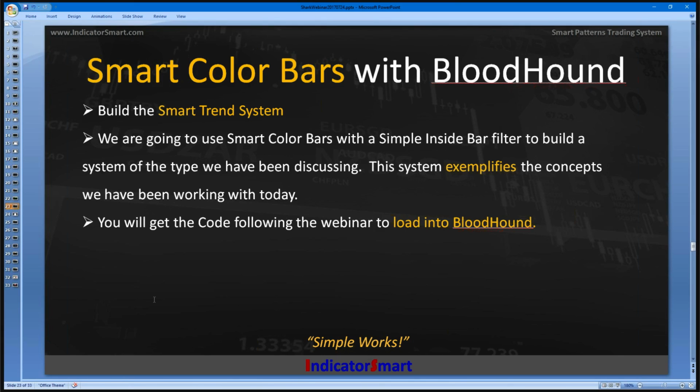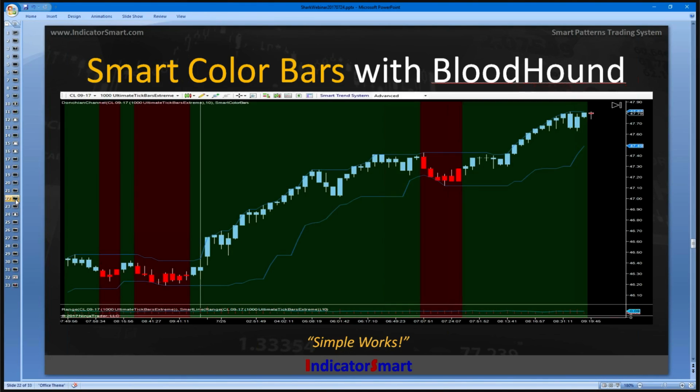So we're going to build the smart trend system. We're going to use the color bars, and I'm also going to add to it a simple inside bar filter. Why do I want to do that? Well, if I'm getting inside bars, I don't want it to trigger, because theoretically an ultimate tick bar should not have an inside bar. It should be closing at a new high or a new low. We could go back and look at that just for a minute.